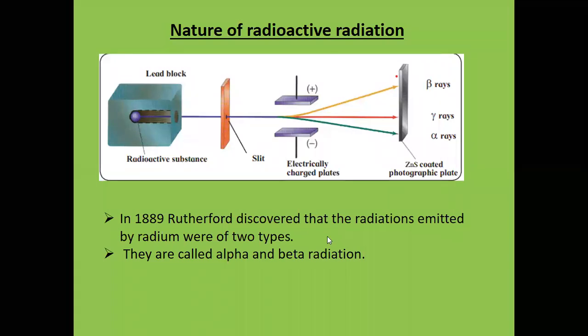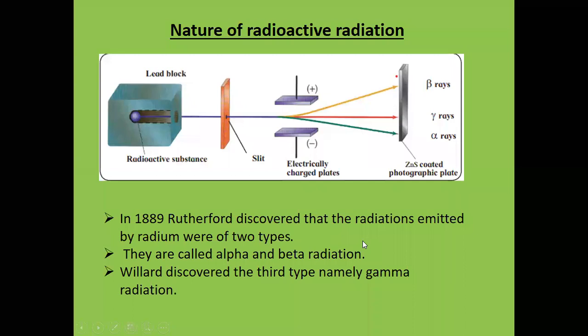Rutherford was able to discover about only these radiations of alpha and beta. Later on, Willard, the name of the scientist is Willard, or you can also spell it as Willard, whatever you like, but the spelling should be correct. Willard discovered the third type of radiation, which is named the gamma radiations.